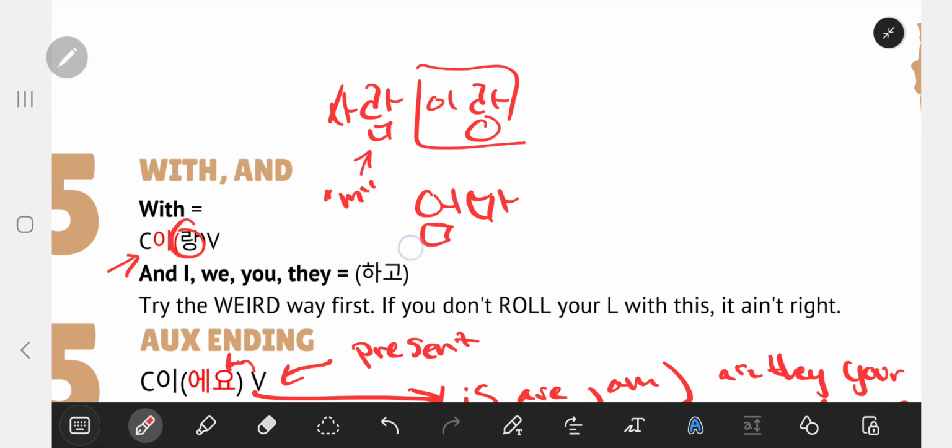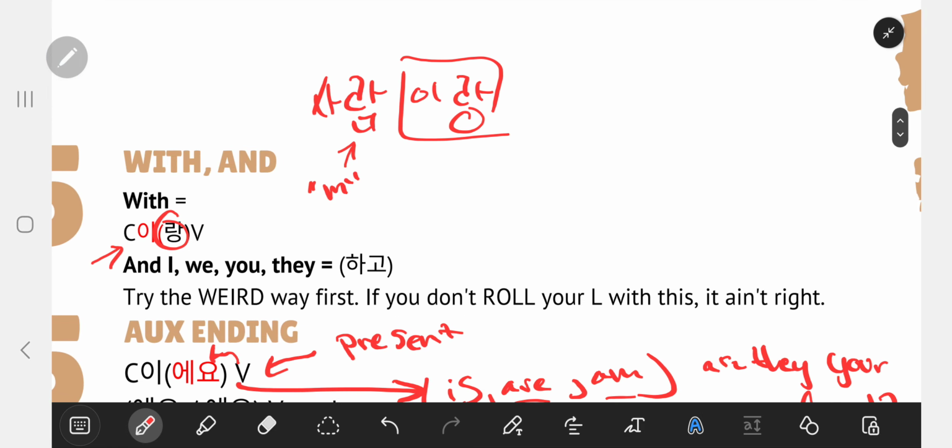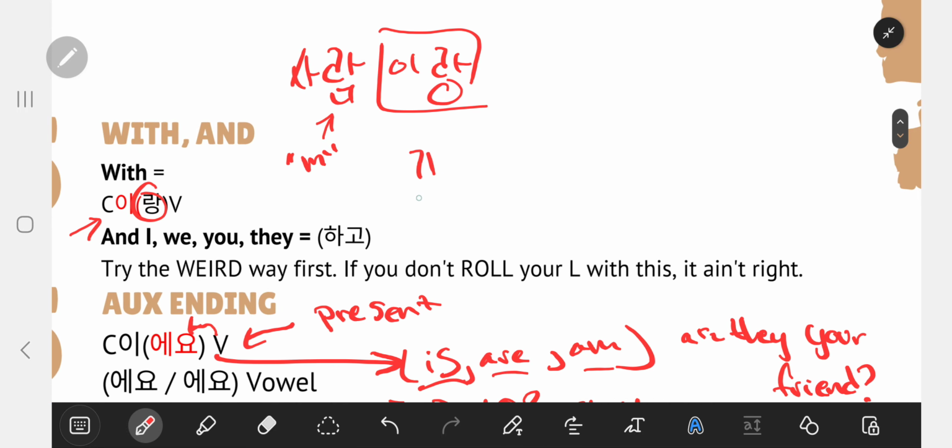And when you are saying a consonant and you are not rolling your tongue, it's probably wrong. So let me go over what I mean. For example, if I say something like this, sometimes I put seaweed into my rice. So this is called kim, which is seaweed.